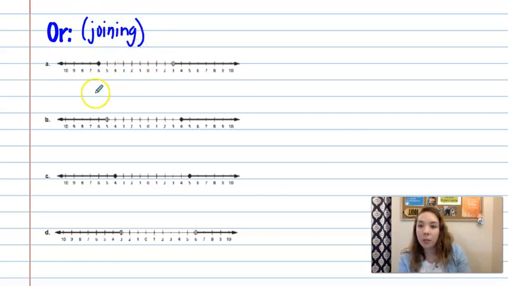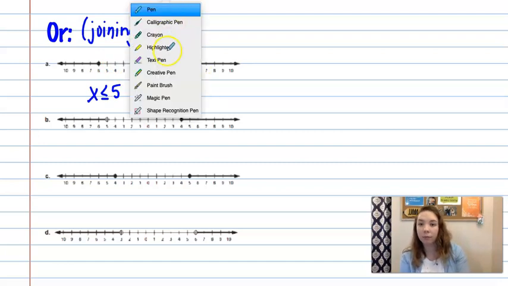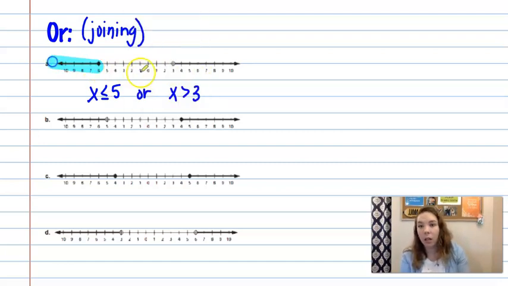So this one is written as x is less than or equal to 5, because we're going to the left, or x is greater than 3. So we're just excluding this piece in the middle. Okay, so it's going two different ways, but in or, that's what happens. All right.